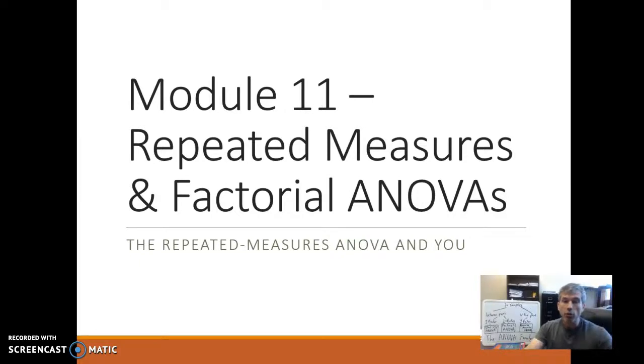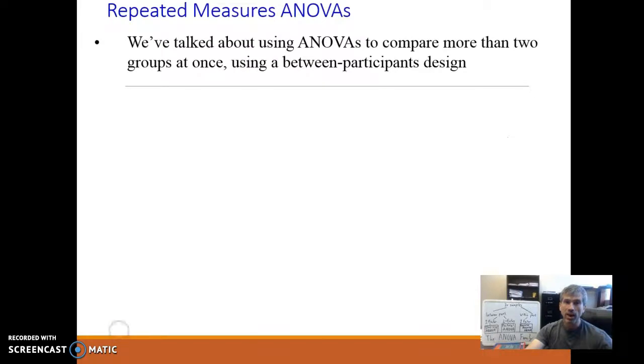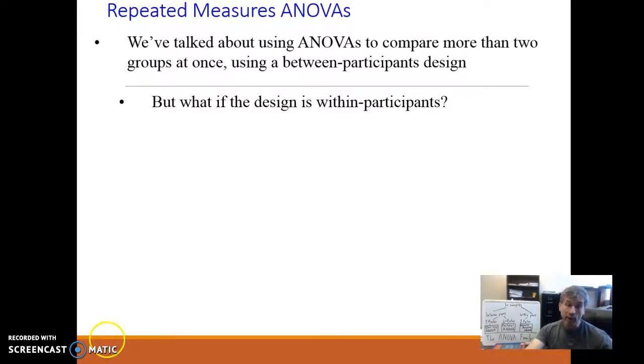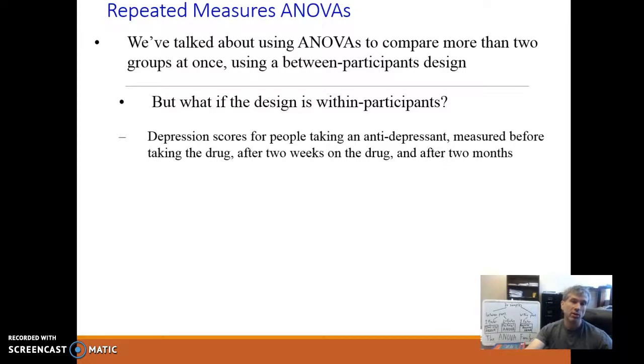So without further ado, we're going to talk a little bit about the repeated measures ANOVA and some of the considerations that go into that. So again, just to recap, we are comparing 3 or more groups at once with a between participants design and a single factor. We call that, again, a one-way ANOVA. But a lot of times in the real world, you might get 3 or more samples of scores in a within participants design. For example, you might want to track people over time.